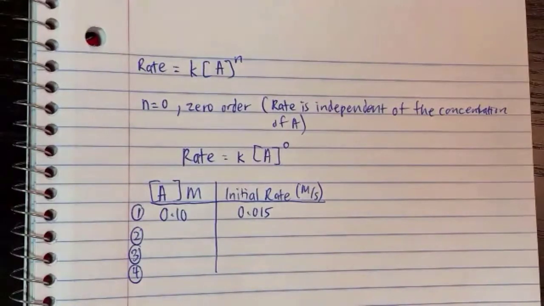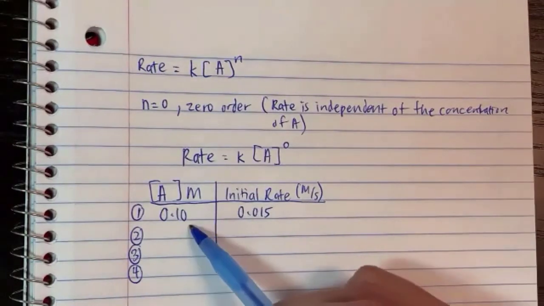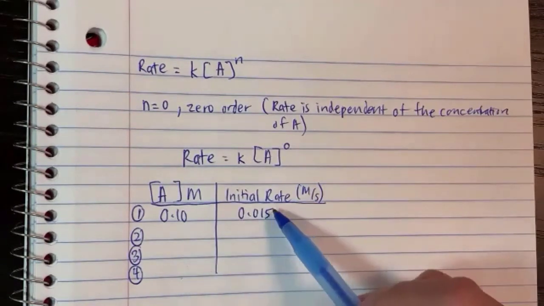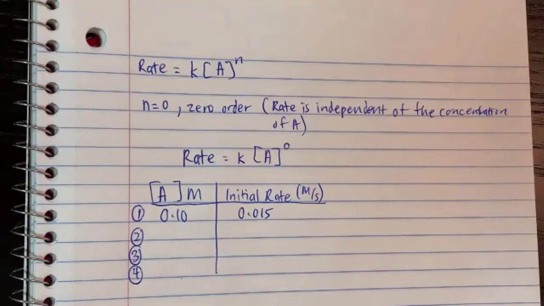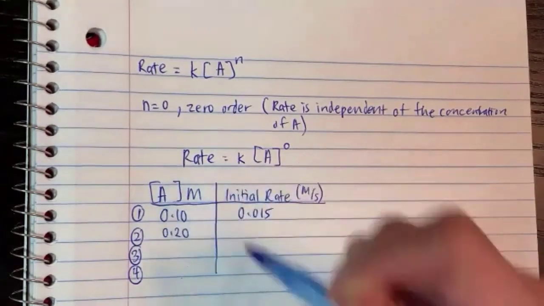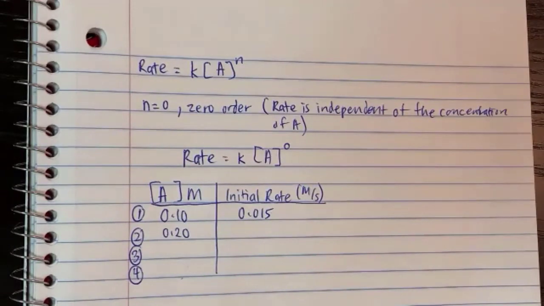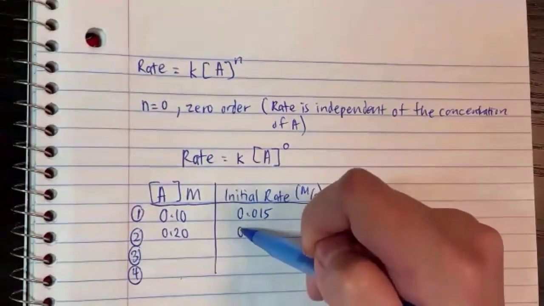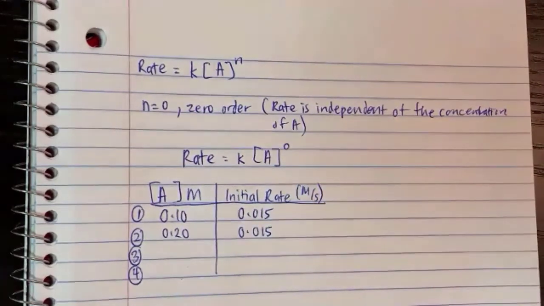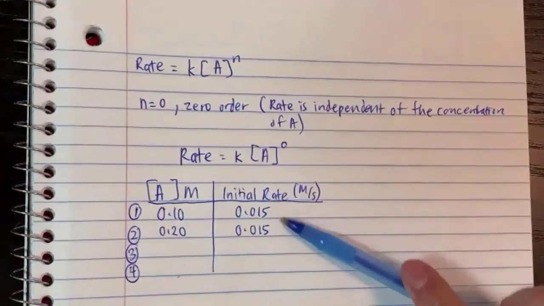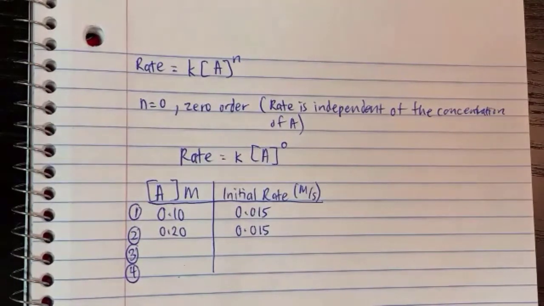Now if this was zero order, no matter what concentration you changed it to, what would the rate be? The same exact number. So let's say for my second test tube, I'm going to double up my A. Instead of 0.1, I'll put 0.2 molarity in. What do you think the rate will be if this was zero order? It would stay as 0.015. It does not change the rate. So if you start seeing stuff like that on a table, where even though the concentration changed, the rate doesn't change, that is a zero order. That's just like a signature for you to observe, okay?